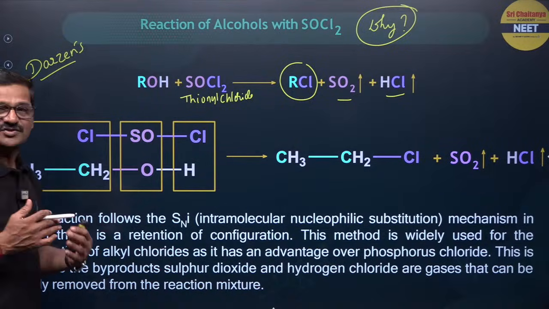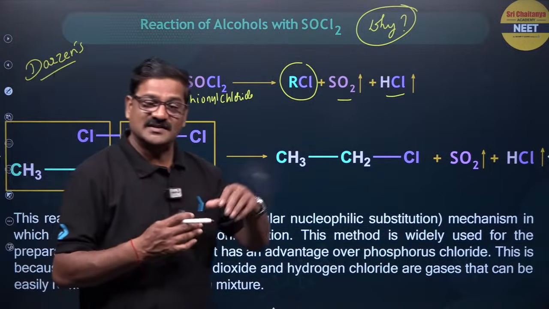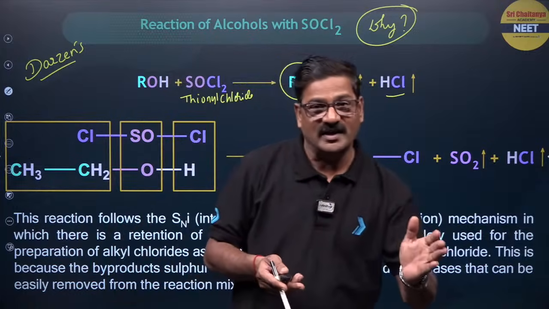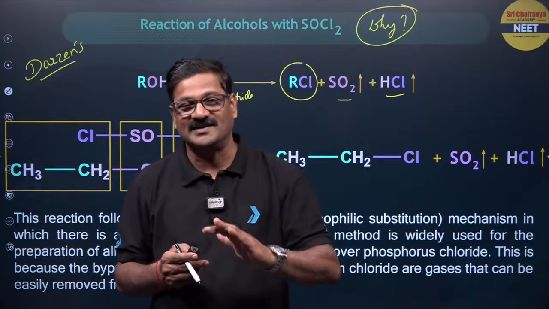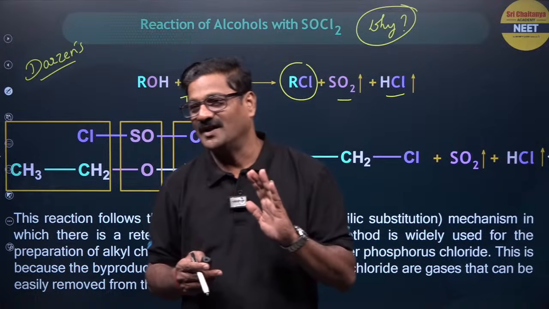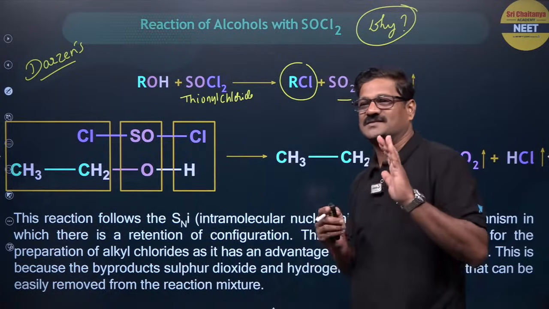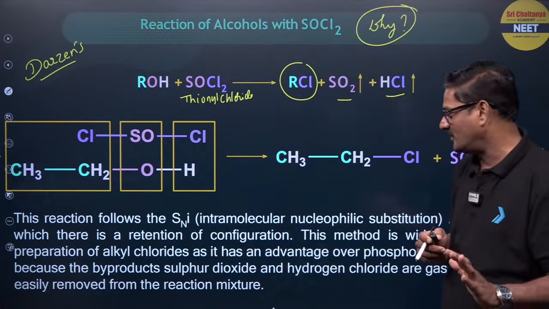So inversion of the configuration is seen in the case of SN2, retention of the configuration you can see in the case of SNi, right? So this is a very important point.